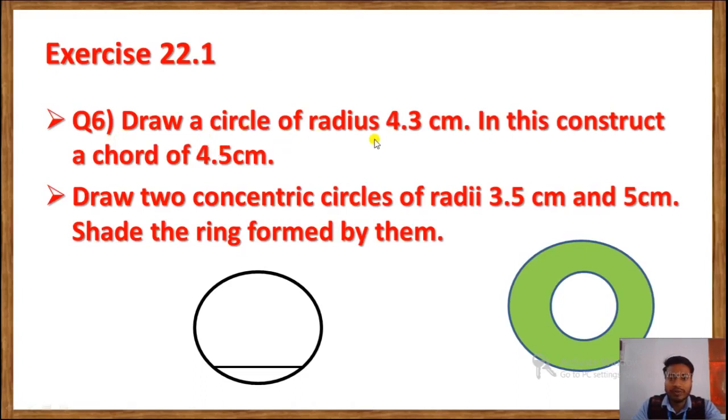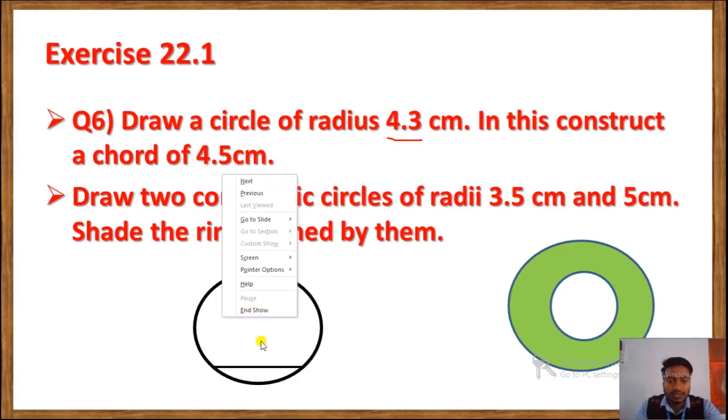Now question number 6. Draw a circle of radius 4.3 centimeter. In this, construct a chord of 4.5 centimeter. So in this question, first we have to draw one circle whose radius is 4.3 centimeter. Then we have to construct a chord whose length is 4.5 centimeter. Now let me show you how to construct.